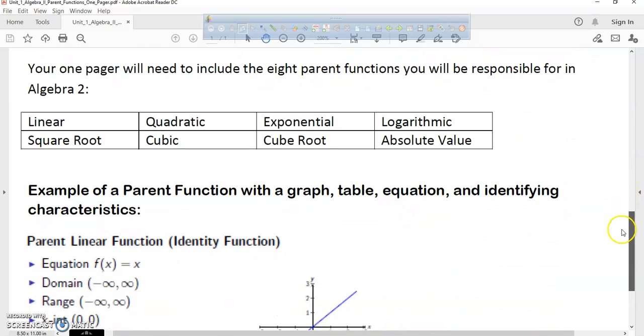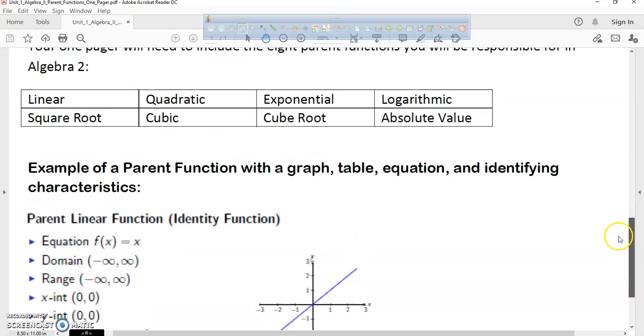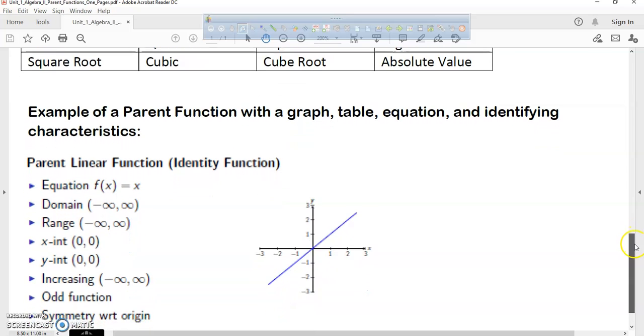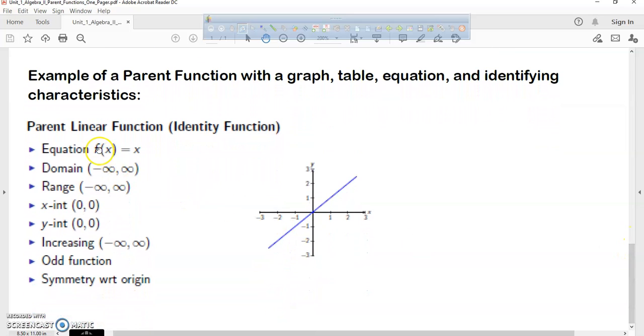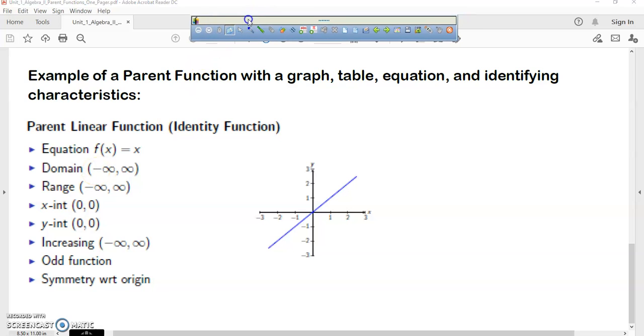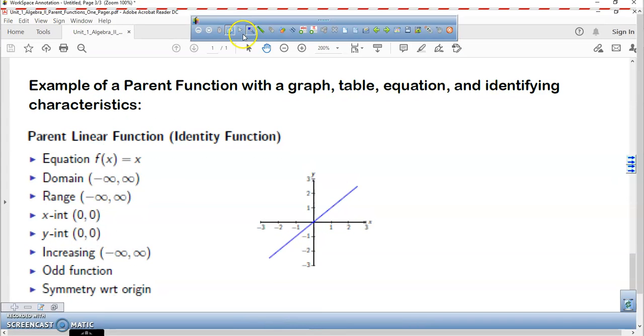So here's an example that I have. It's called a linear function, something you should have seen in Algebra 1. So this is the parent function. This is y equals x, or f of x equals x. That's the equation. The domain goes from negative infinity to positive infinity. This is called interval notation. So I'm going to go ahead and start drawing on this and highlighting different keys.